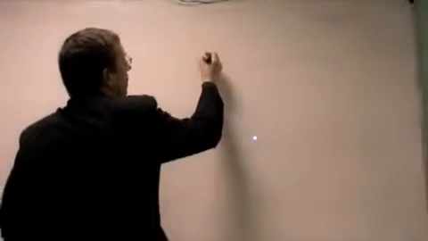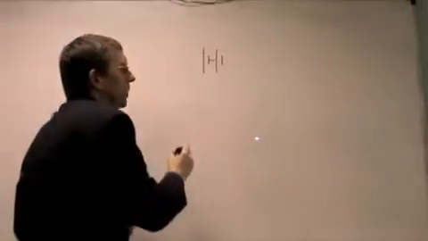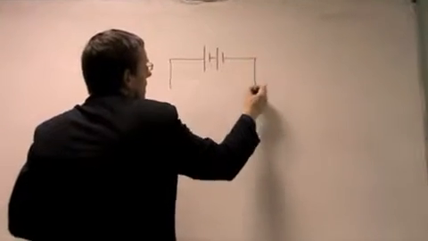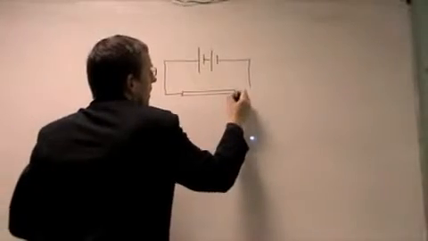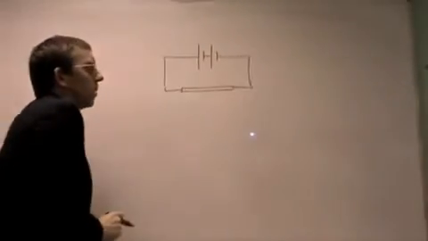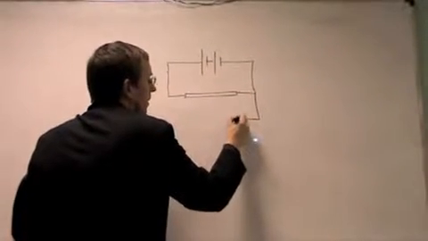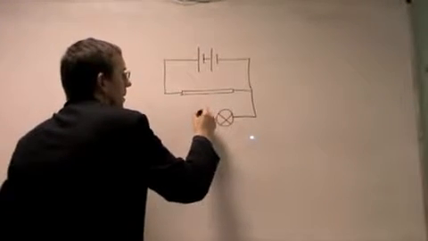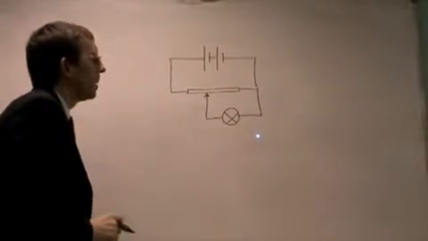The circuit for the potential divider will look like this. Here are the two batteries, and they are connected across the resistance wire, and then there's the bulb, and there's the sliding contact.